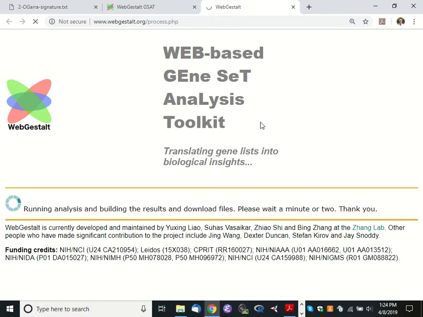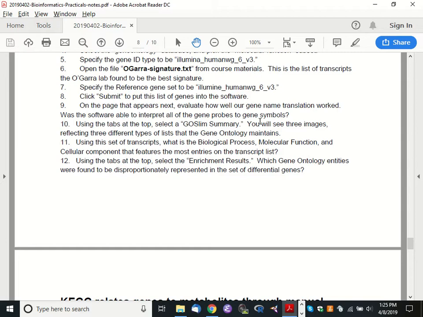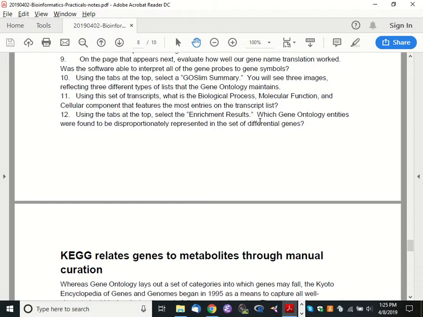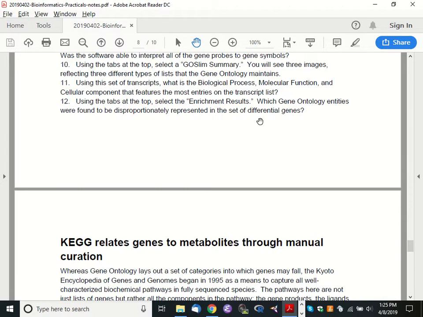Now, I'm going to return to the directions, since the web server is, I've probably just done a massive denial of service attack on it, and it's not going to respond to anything else. We'll just see. All right. So, how well was it able to interpret our gene probes to gene symbols? We lost about 10% of them. So there might be a better mapping, but there might not be.